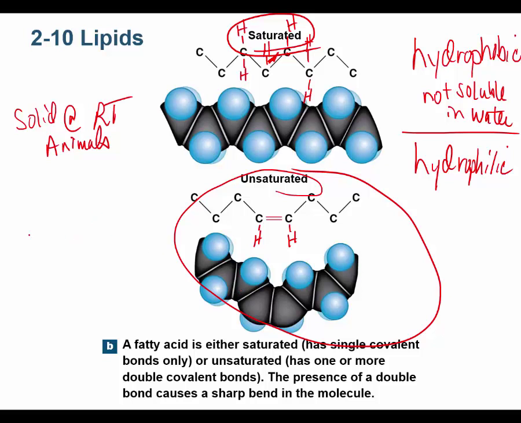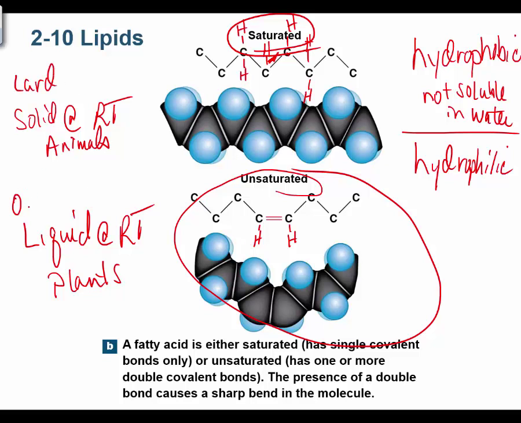Unsaturated fatty acids are liquid at room temperature, and they're typically found in plants. And unsaturated fatty acids are healthier for you. In other words, plant oils are healthier for you than animal lard. So this would be lard, and this would be oil.